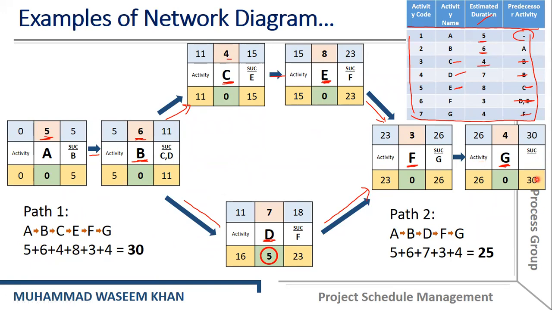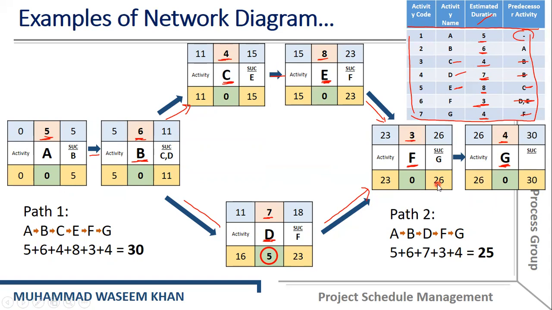Now let's talk about the latest finish. As I've told you, the rule is that the latest finish of the last activity of the project will be equal to the earliest finish of that activity. So it is 30. If you want to find the latest start in the backward direction, then you will have to subtract the duration from the latest finish, like 30 minus 4, that will be equal to 26.